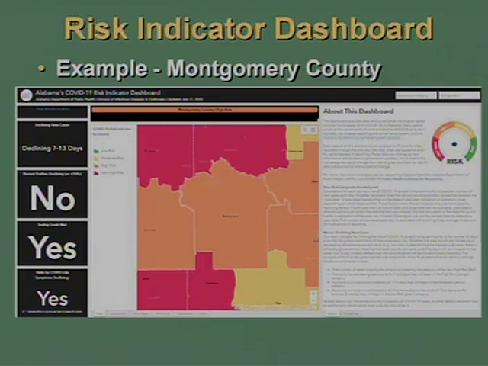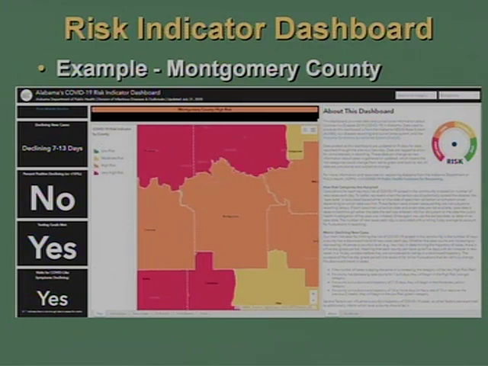Those are all factors that have to be considered so that the case number alone isn't just taken in a vacuum, but taken in the context of how much testing is being done. I think the most useful part about this risk indicator dashboard is that it lets you see how you compare to other counties around to get some idea of what's happening in your own community. But also it's something that can change from week to week, and you can get a good idea of how things are trending within your own community.